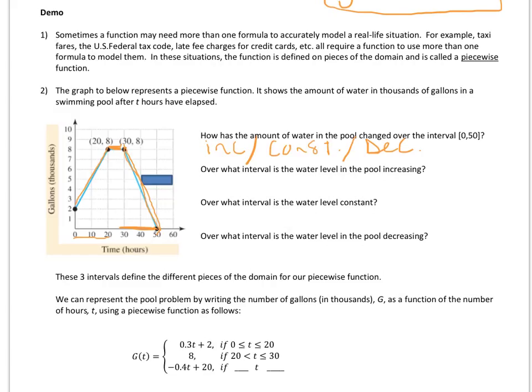Right. So over what interval is the water level increasing? Well, that happened from time 0 to time 20. And then when was it constant? That was 20 to 30. And then decreasing 30 to 50. Those three intervals, 0 to 20, 20 to 30, and 30 to 50, define the different pieces of the domain for our function where we would need a different formula. We would need 3 different formulas to describe what was happening in this situation.